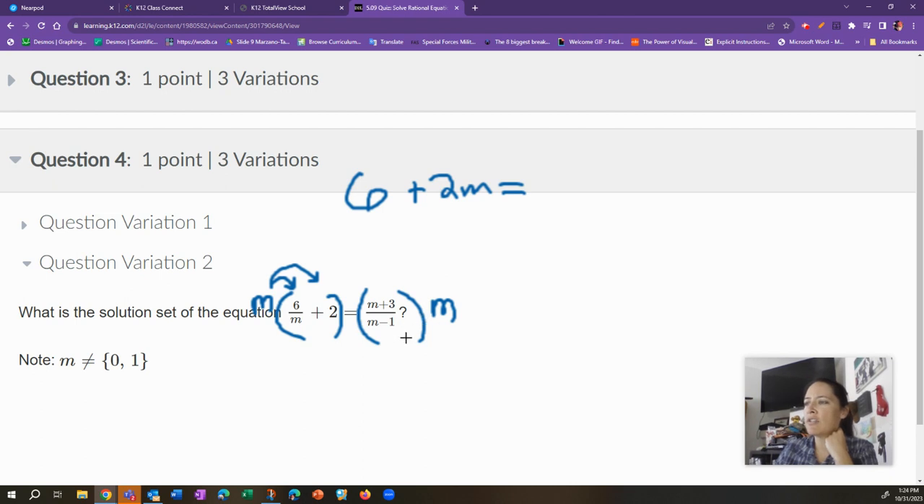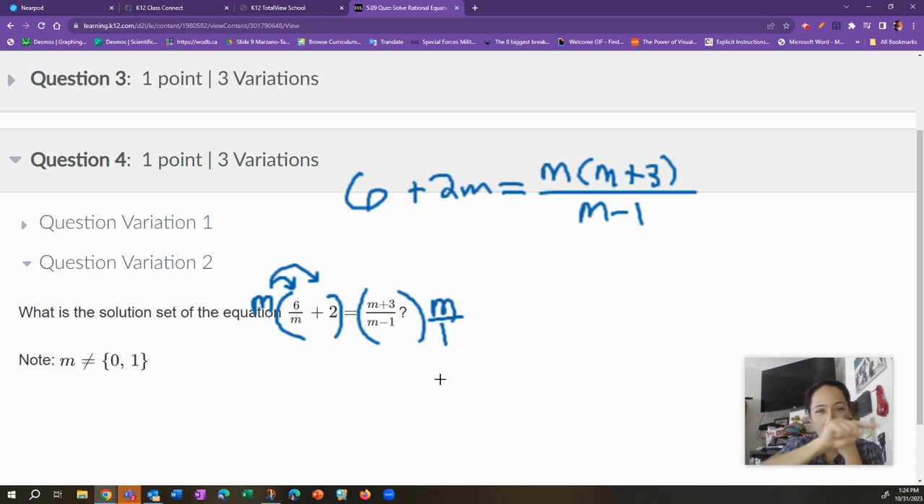Over here, there's no m on the bottom, so I end up with just m times m plus 3 over m minus 1. Why? Remember, if I multiply by m, it's like I'm multiplying m over 1. Whenever you multiply by a non-fraction, you can make it a fraction by making the denominator 1. Because anything divided by 1 is itself, just like anything multiplied by 1 is itself. Right? And then you multiply straight across. So there we go. Keep that in mind.